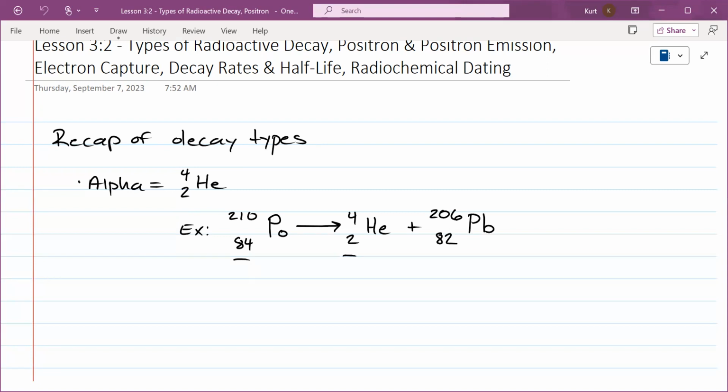This is a nuclear equation. These are things that you'll be doing on Monday's assignment. This is a nuclear equation with alpha particles.